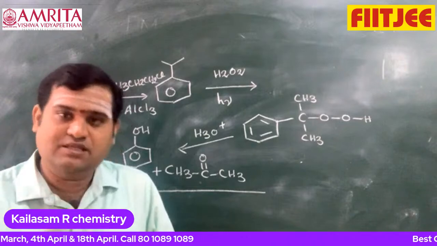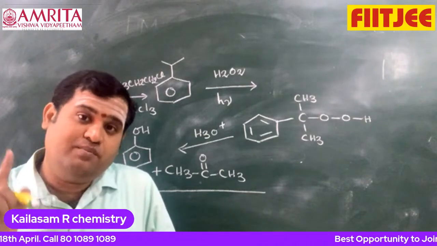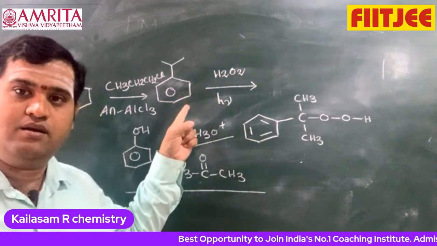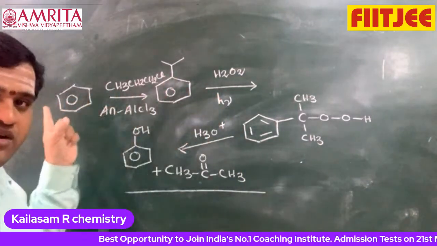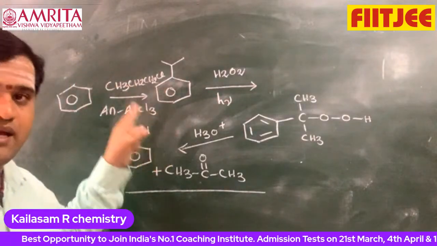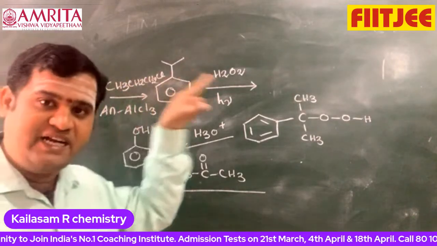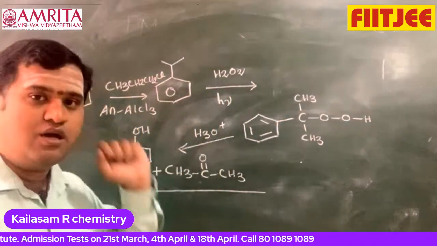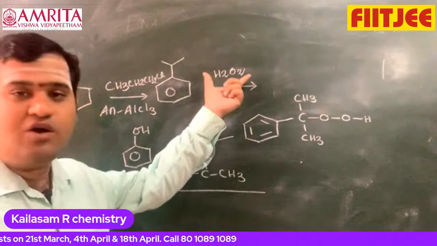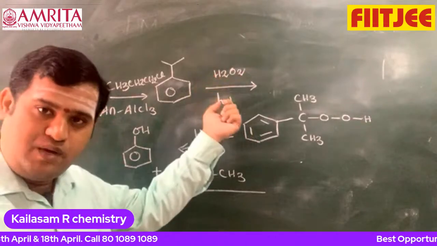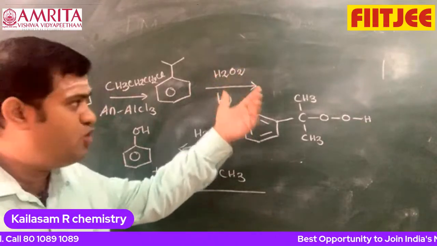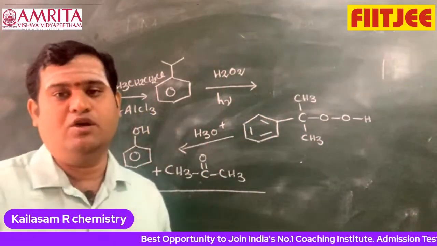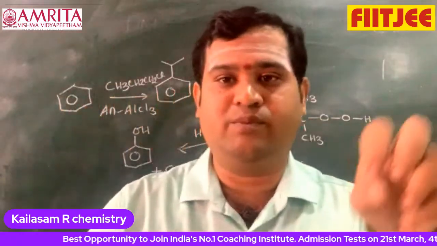First will be Dow's process. Second, very important, is from diazonium salts, and third is from cumene. So how do you get cumene? Benzene, Friedel-Crafts alkylation. Here the carbocation forms, a hydride shift takes place, producing the isopropyl carbocation and cumene. Then cumene in the presence of H2O2 or light, or air in the presence of light, gives cumene hydroperoxide. Hydrolysis gives phenol plus acetone. So these are the three important methods of preparation of phenol.